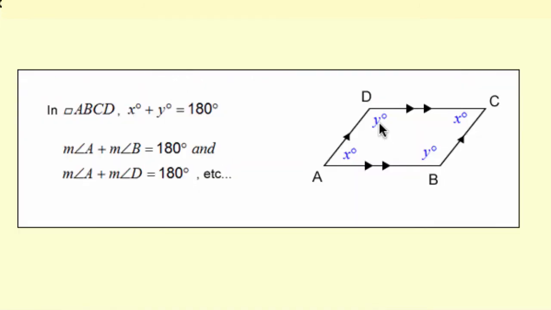So for a parallelogram, both pairs of consecutive angles are supplementary. So for example, measure of angle A plus measure of angle B is 180 degrees, and measure of angle A plus measure of angle D is 180 degrees. You have to have two pairs of consecutive angles supplementary to make a parallelogram.